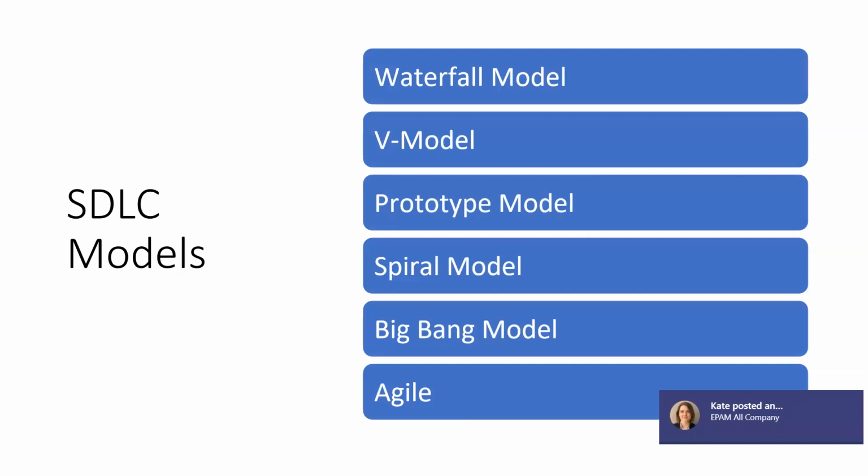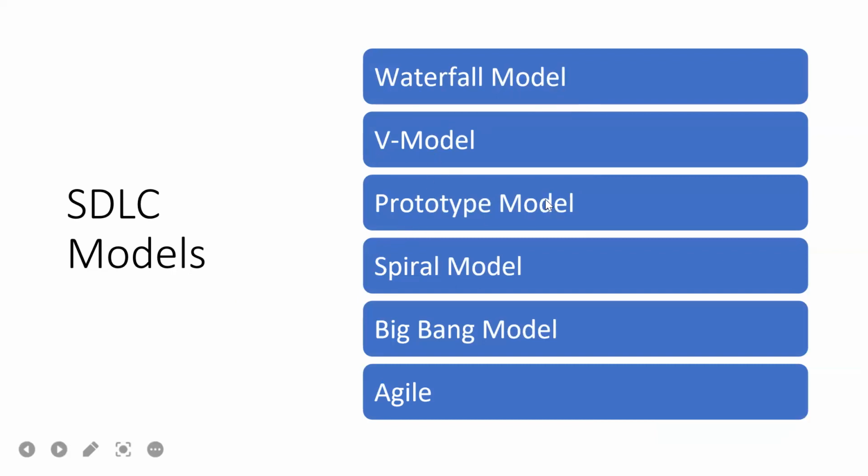So what are all the SDLC models? They are the waterfall model, V model, prototype model, spiral model, big bang model, and agile model. If you have any queries or you are not clear on anything, feel free to ask me, because these are all very important areas for software testing interview questions. You can raise your hand, or you can ask me on time or later too.